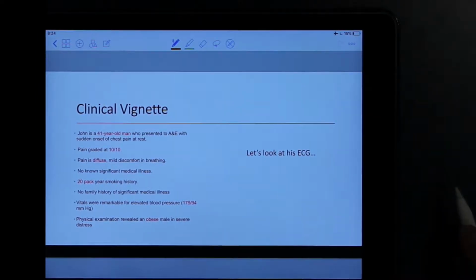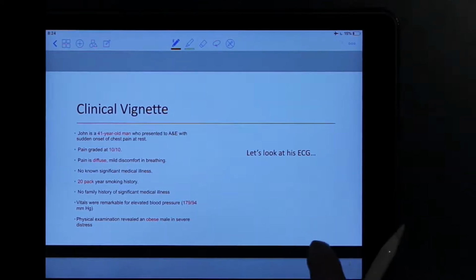Take a minute now to pause the video and familiarize yourself with the clinical vignette. Now let's take a look at his ECG.